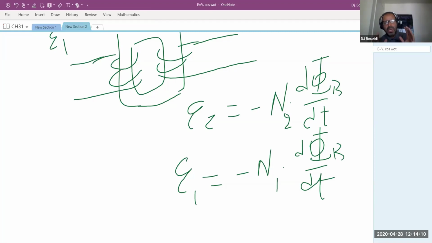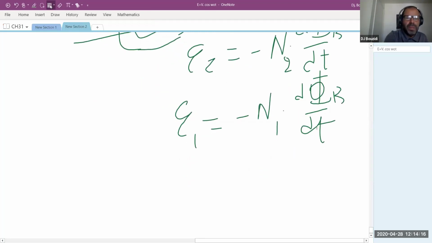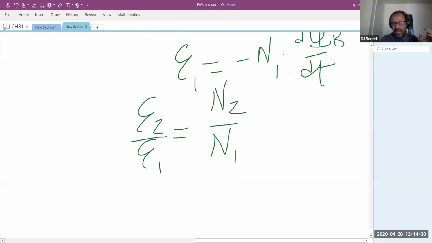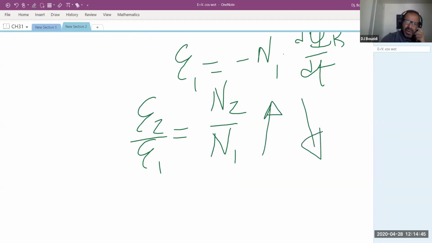This is time dependent. A transformer cannot work in a DC circuit. Now, if I do the ratio of these two here, I will find that the voltage across these two, primary and secondary, is proportional to the number of turns in the primary and secondary. So I can have a voltage increase or a voltage drop using this ratio in here. I think we discussed this point when we did this. A step up or step down transformer, depending on this ratio.